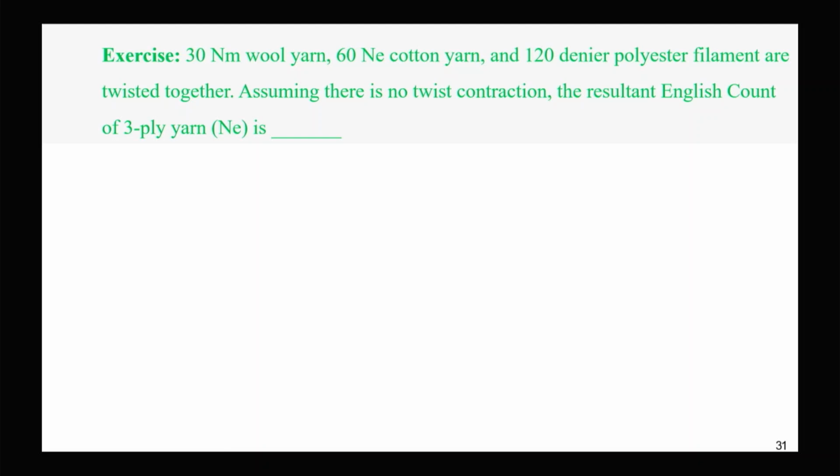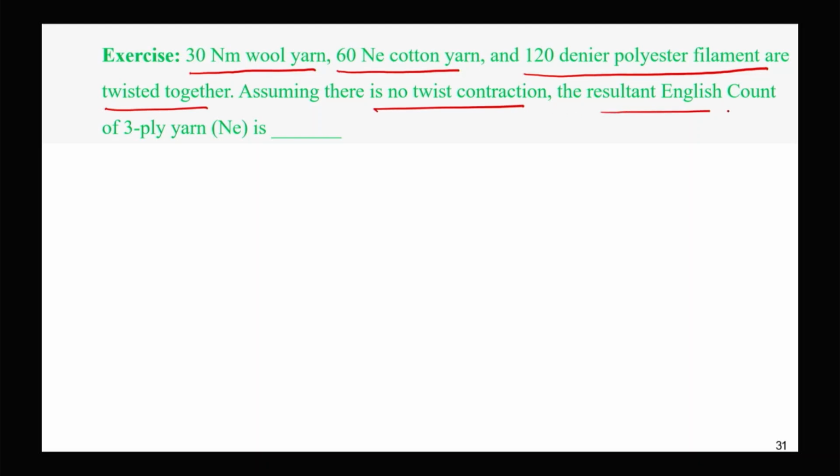Next numerical is: 30 Nm wool yarn, 60 Ne cotton yarn, and 120 denier polyester filaments are twisted together with no twist contraction. Find the resultant English count, that is Ne. So we can first convert it to tex.